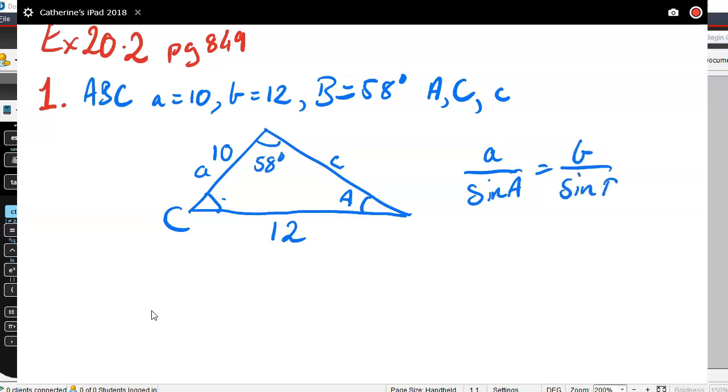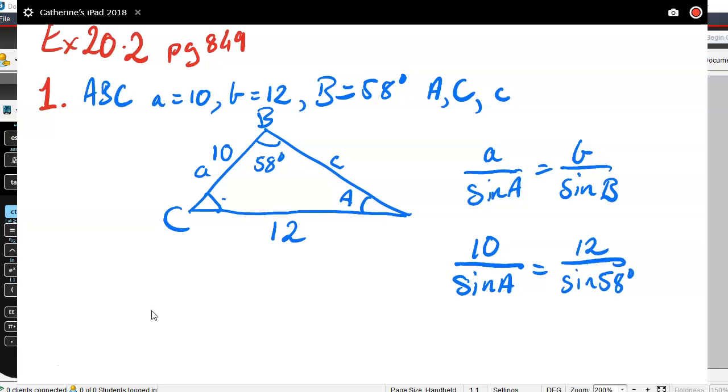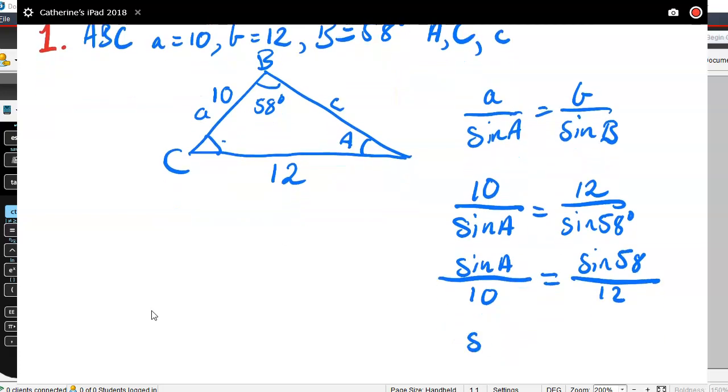Sine A over a equals sine B over b. I always write out the formula before I get started. Then I put in my knowns and unknowns. Sine A over 10 equals sine 58 degrees over 12. I forgot to label that, didn't I? One way you can do this to make the transposition a bit easier is you can flip both of them. You can see it just makes the transposition that little bit easier, although if you are using a CAS calculator you can use the solve. No harm there.